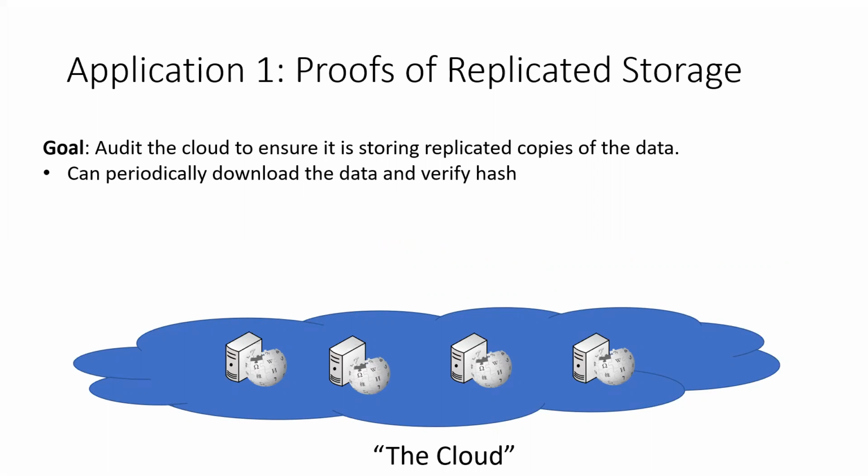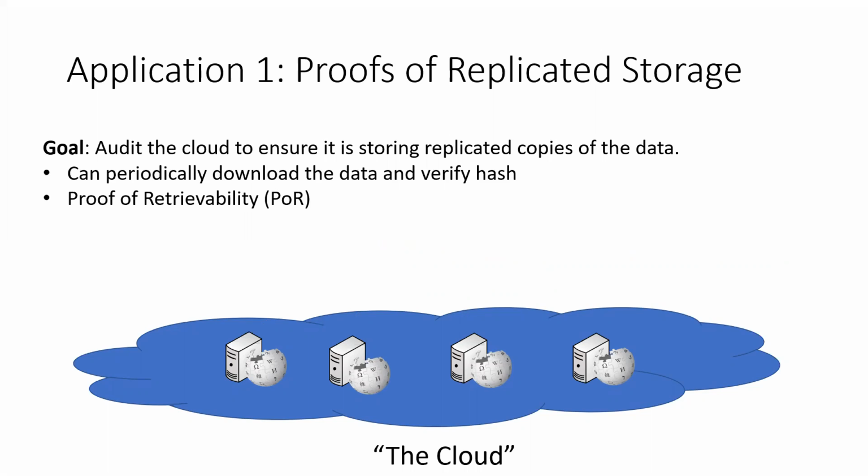So one thing I can do is just periodically download the data from the cloud and verify some hash of the data that I store locally. That would be an audit that it's actually storing the data. It turns out I can do something a little better called proofs of retrievability that let me do this with a much more efficient audit protocol where I don't have to download the entire data. But let me ignore what proofs of retrievability are, or even this efficiency property.